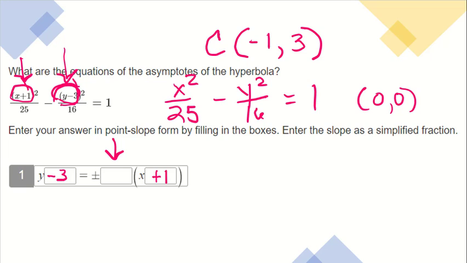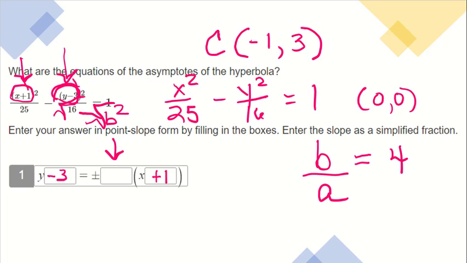To find the slope, we need to find b over a. B always follows the y. B squared is equal to 16. Take the square root of both sides, and b is equal to the square root of 16, which is 4. We're just going to take the positive values for now. A always follows x, so a squared is equal to 25. Take the square root of both sides, and a is equal to 5.